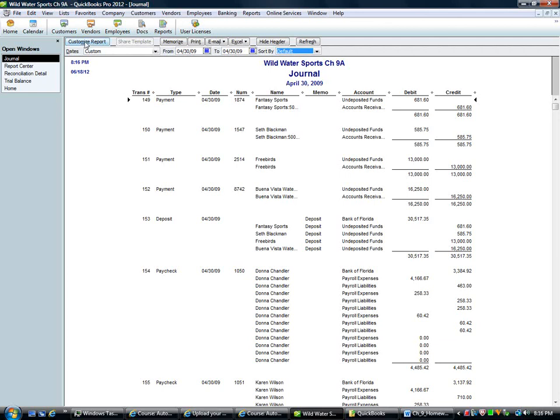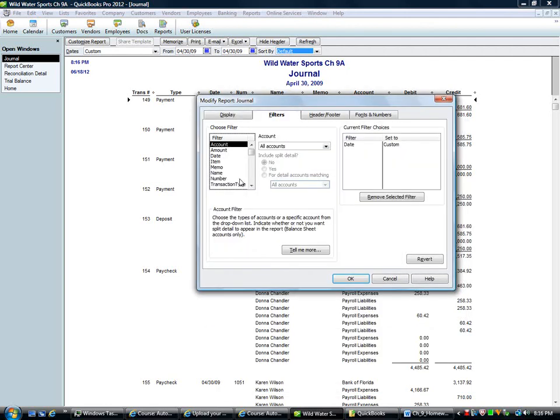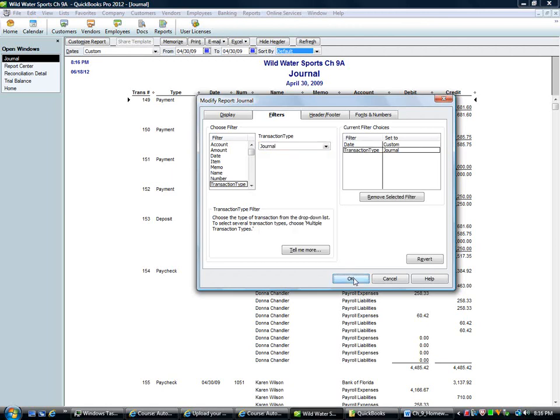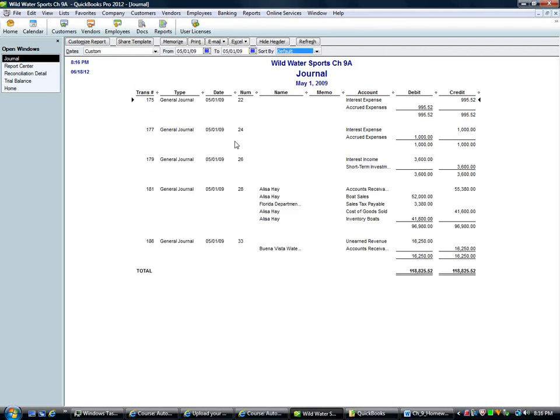So if we want to filter that, we go to Custom Report, and we go to Filters, and we want to filter by type, transaction type, and we just want to see the journals. So hit OK, and then you'll see all of our journal entries that we hit as of the end of the period there. And then we had some that we reversed as of the first day of the next period, so that our bookkeeper didn't have to worry about them. And those would be these ones as of 5/1. So you want to save this report and these two reports to a file, and then of course upload it to us.